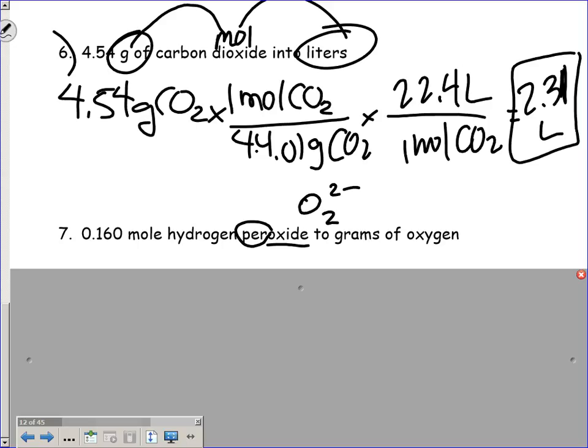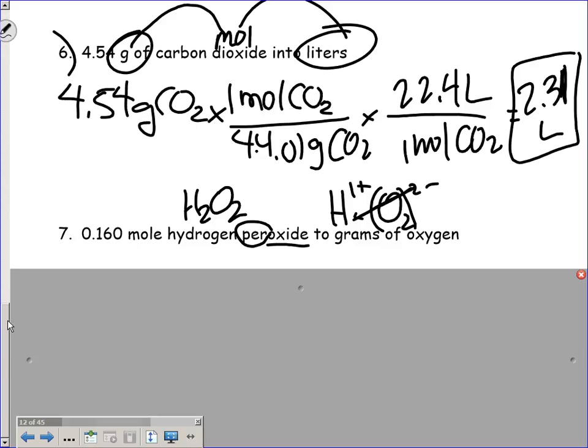Hydrogen peroxide's formula is H2O2, because the O2 2 minus and an H 1 plus get together. This guy stays together, you crisscross the charge over, and that's how you get H2O2. You could do that by yourself if you needed to. But in this case, this one takes a little dissection work. We have to go from hydrogen peroxide just to oxygen, which means we have to break it down.